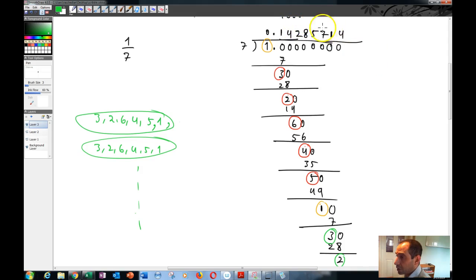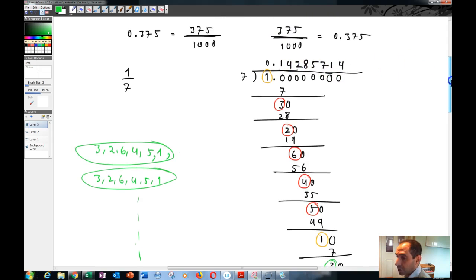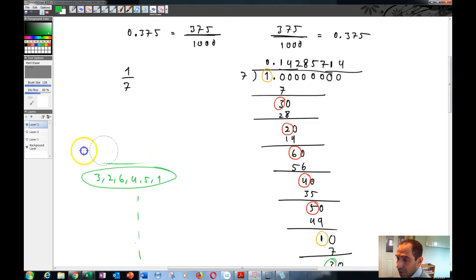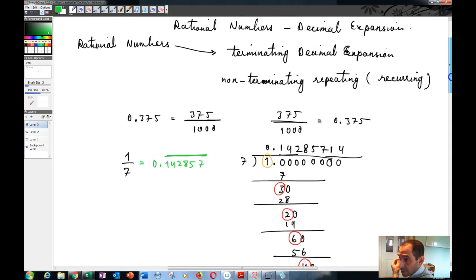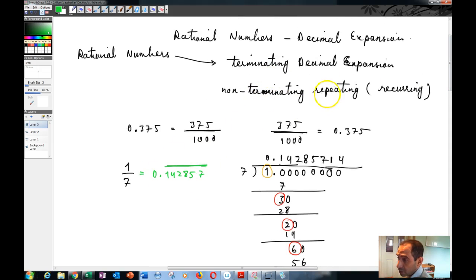That's basically called recurring, meaning that if I were to write the decimal expansion of 1/7, I would simply write it as 0.142857 recurring, and we put a bar above these numbers, meaning that this block of numbers recurs and basically repeats itself over and over again. So that's the meaning of non-terminating repeating, or basically we call that also recurring.